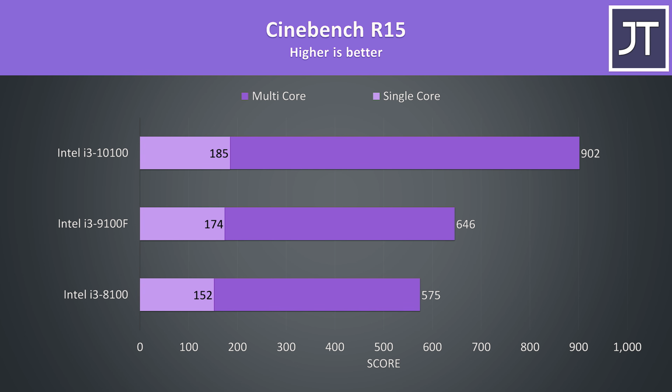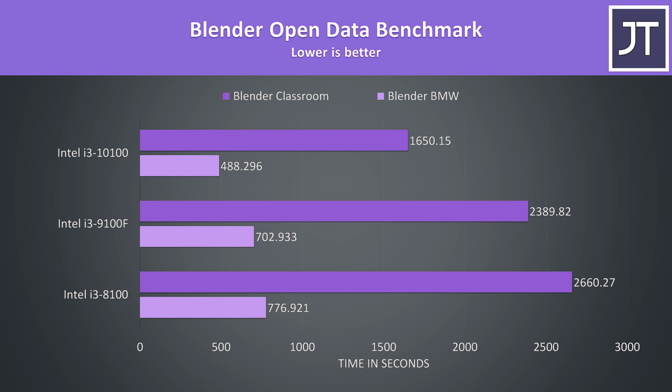I've also tested the older Cinebench R15 as a lot of people still use it, and the margins were quite similar to what we just saw with the newer R20. Blender was tested with the Open Data BMW and Classroom benchmarks. The 10100 was able to complete this task around 60% faster than the 8th gen 8100, or 44% faster when compared to the 9th gen 9100. So some nice gains there due to this being another highly threaded workload.